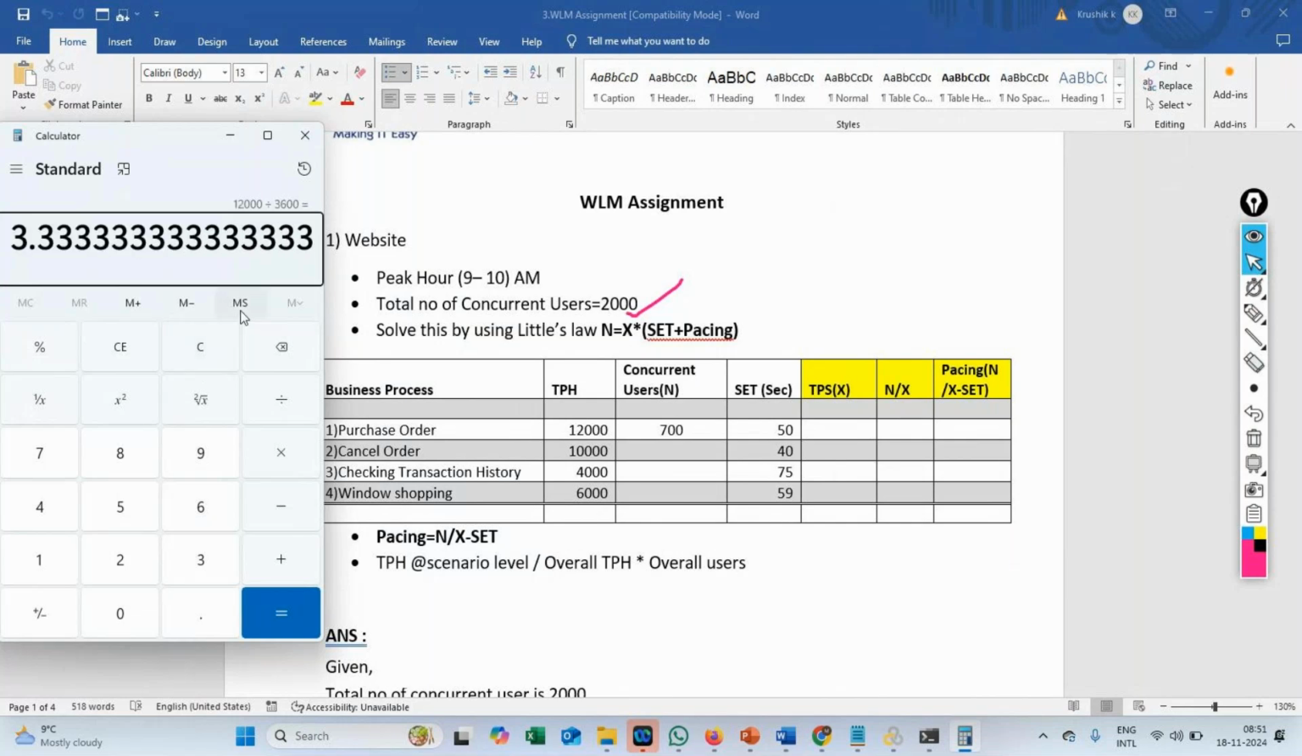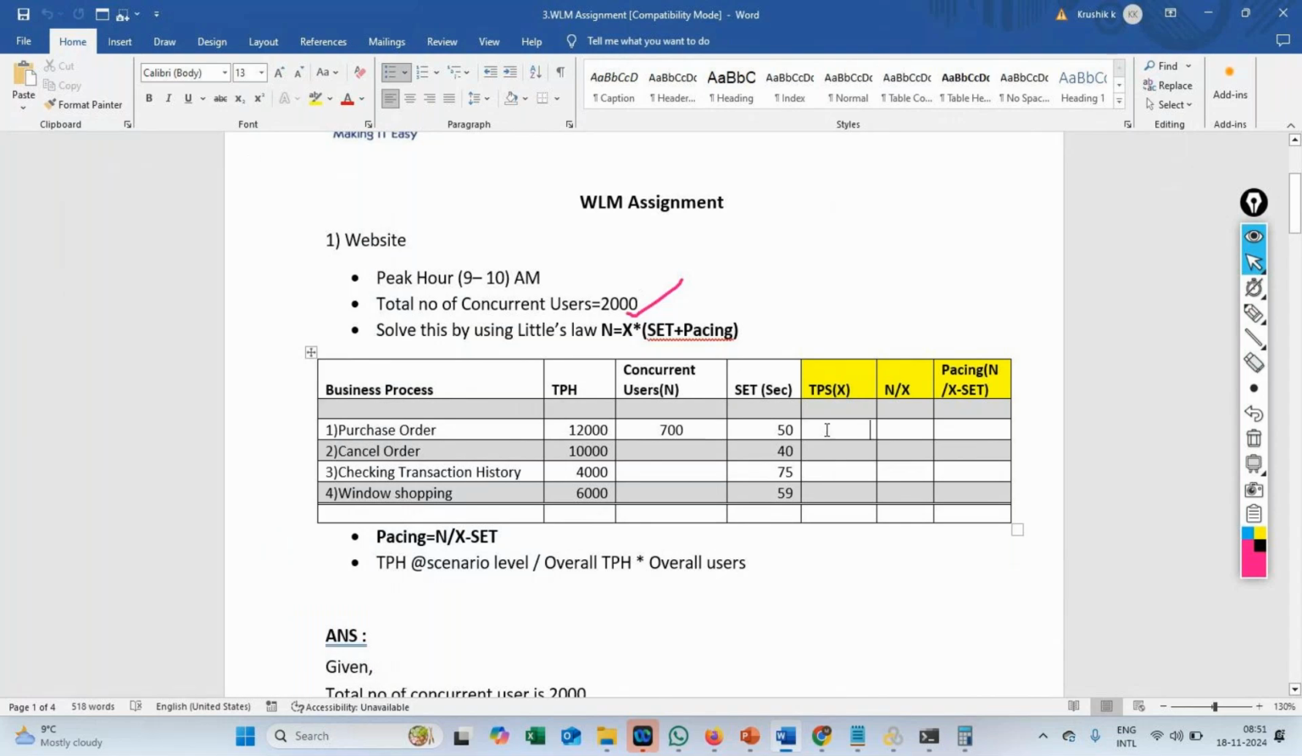Okay, like using the shortcut. So 3.333, something like that. So you got some value here like 3.333. That's it. So we have these three now. When you have these three, can't you find this one?